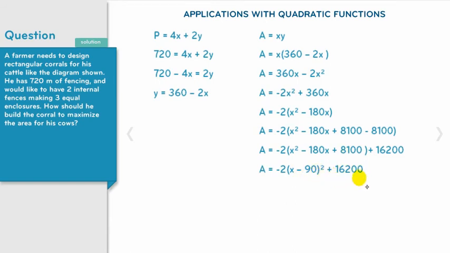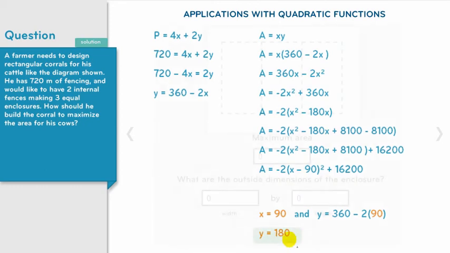So, we have our maximum area, which is 16,200 meters squared. We have our dimension for x, which is 90. And therefore, if we substitute 90 into our function right here, we can determine what y is. When we do so, we have 360 minus 2 times 90, which is the same as 360 minus 180. And we have a dimension of y, which is equal to 180.